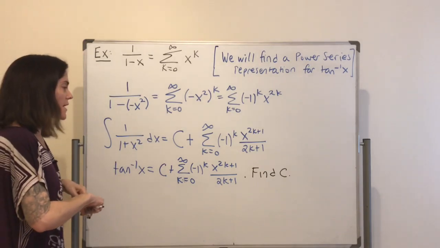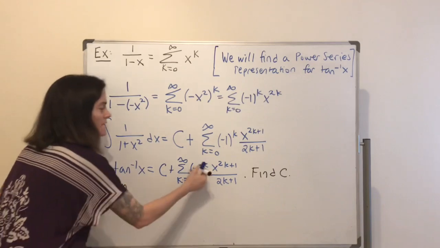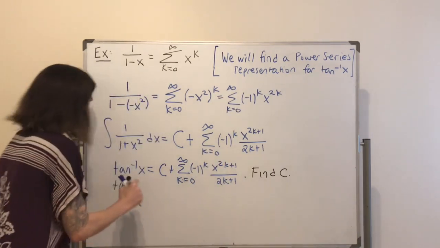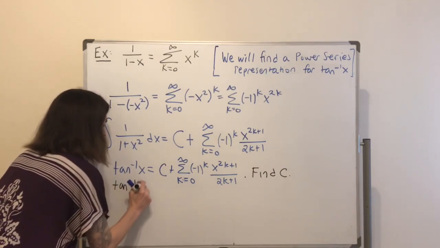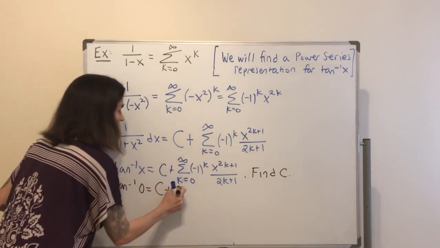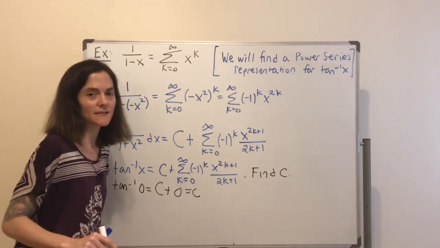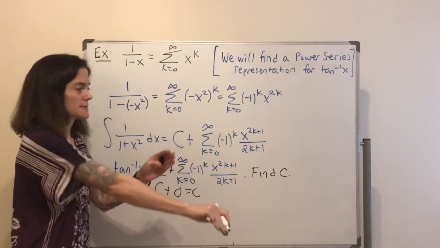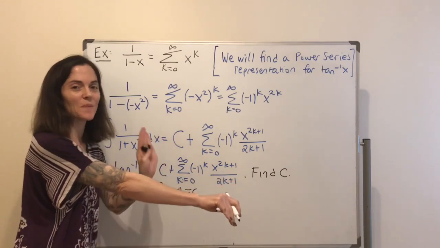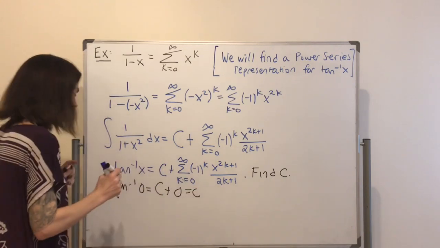Well, let's just evaluate both sides at 0, which is the center. And evaluating a big power series at the center is quite easy. The tan inverse of 0 is c plus, all of these terms vanish, we get 0. So this is just c. Well, what is the tan inverse at 0? Okay, this says the tangent is 0 and you're between minus pi over 2 and pi over 2. Your angle is therefore 0.